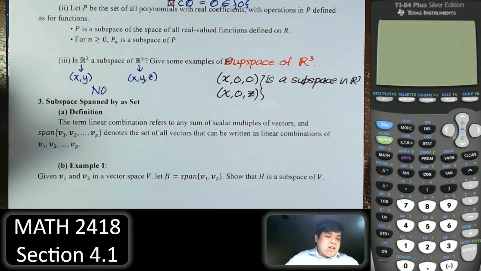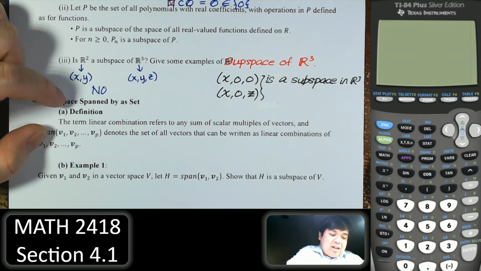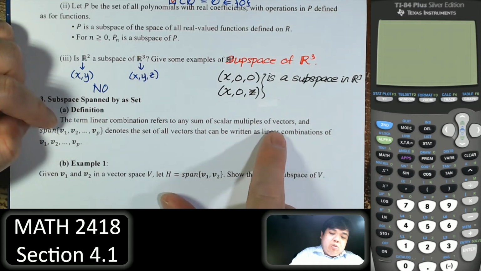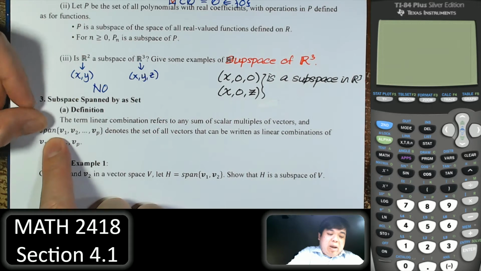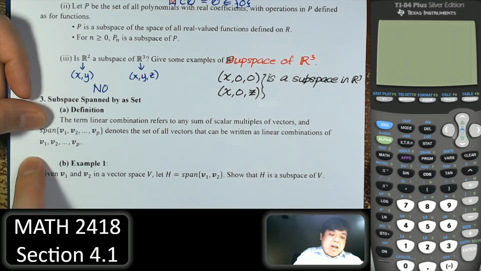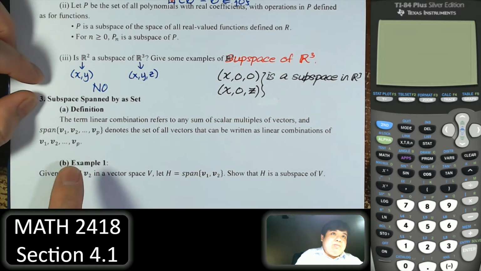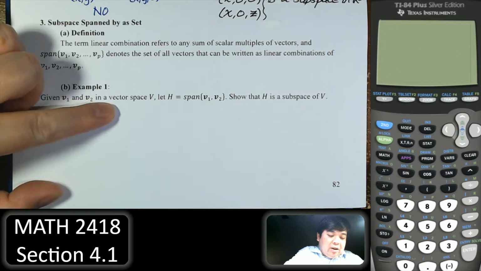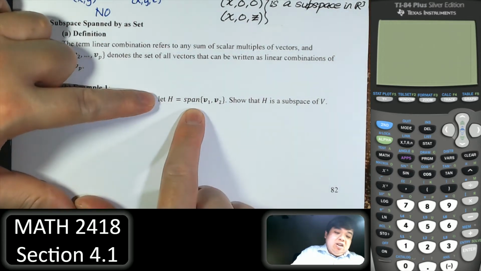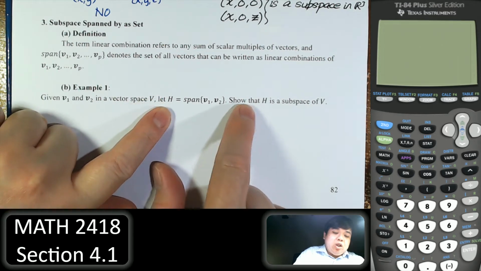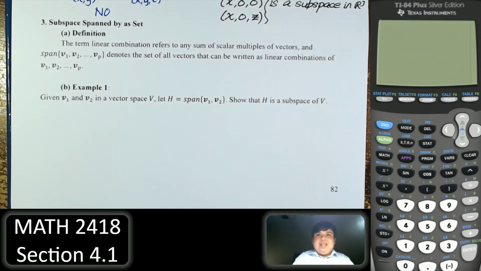Right, subspace spanned by a set. The term linear combination refers to any sum of scalar multiples of vectors, and the span of v1 to vp denotes the set of all vectors that can be written as a linear combination of v1 to vp. We already have this. Now, given v1 and v2 in the vector space V, let H be the set that is spanned by v1 and v2. Then H is a subspace of V.